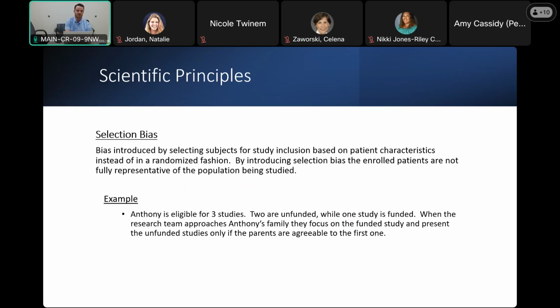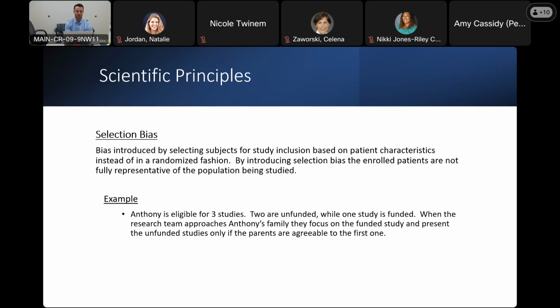So, going over the selection bias. Bias is introduced by selecting subjects for study inclusion based on their characteristics instead of a randomized fashion. By introducing selection bias, the enrolled patients are not fully representative of the population being studied.